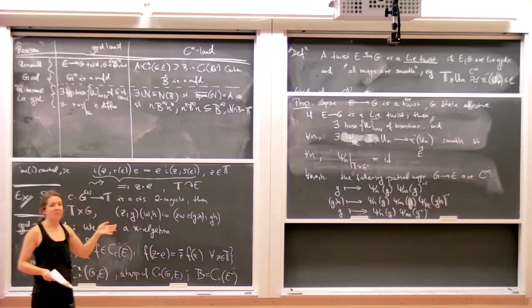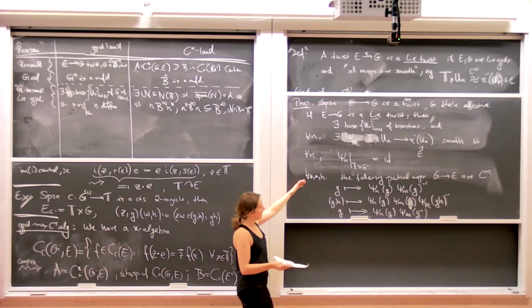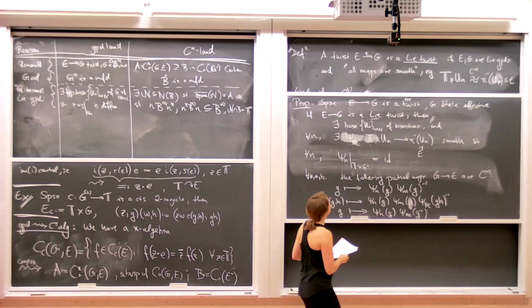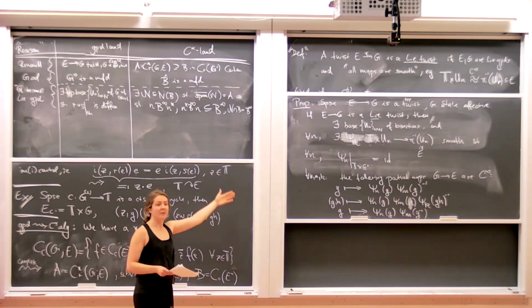Now you would wonder, why do I care about these maps? Why have I looked at these? The cool thing is that you can go back. So here my proposition earlier, I said, suppose you have a Lie twist, then you have this stuff.